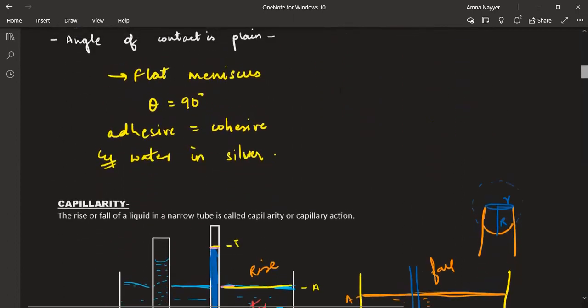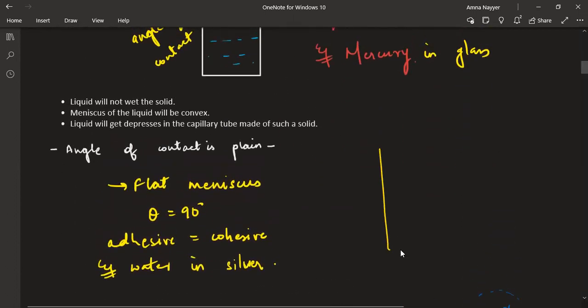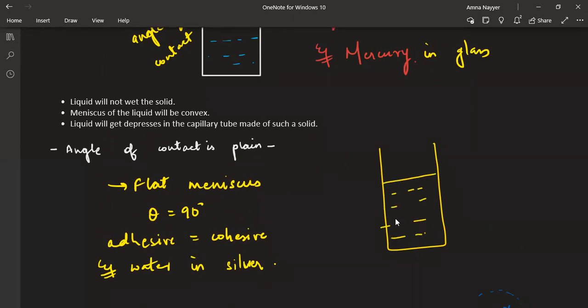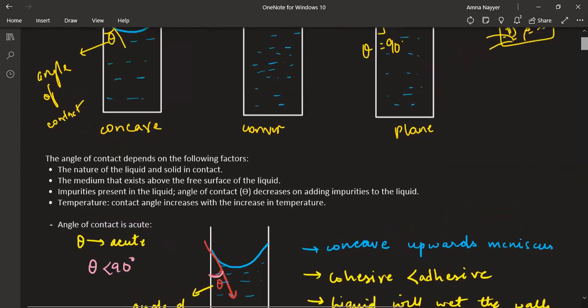And finally, you have the plane meniscus. Plane meniscus means a flat meniscus. This is always equal to 90 degrees. Here, both the adhesive and cohesive forces are equal. Like water and silver: if you take a silver glass and put water in it, you will notice that the meniscus is flat. Whereas if you take a test tube, you will notice curves are formed, which are known as meniscus. So note down this angle of contact.